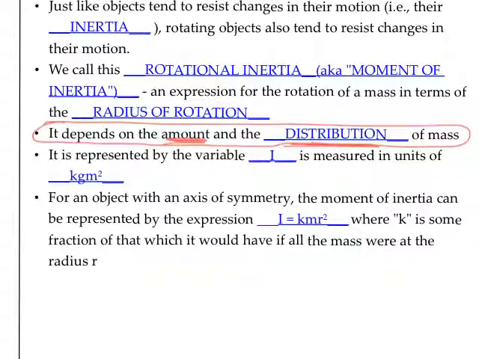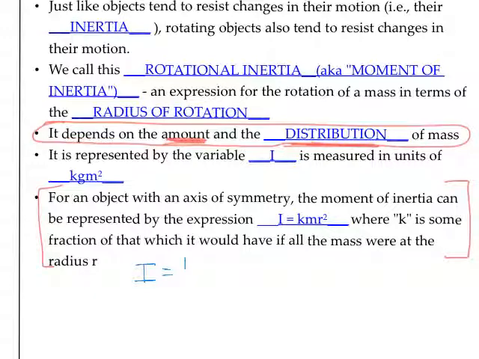For this last little part, this tells you how you can calculate the moment of inertia for an object. For us, typically the moment of inertia will be provided for you. However, if there's a situation where you are asked to calculate a moment of inertia based on the object's amount of mass and its radius or distribution, you would use this formula. We would simply take k, which is some fraction that you would be given, times the mass times the radius squared.